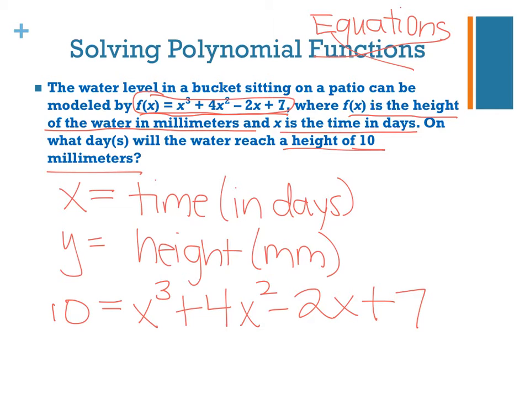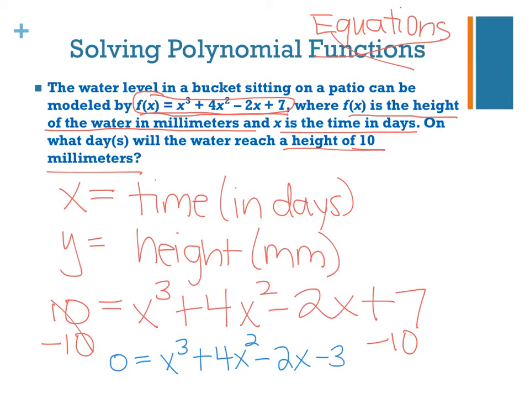Now, another way we can solve this is by moving the 10 over to the other side. So I get to move that 10 over by subtracting 10, which leaves me with then 0 on the left side, and on the right side I would get x cubed plus 4x squared minus 2x minus 3.